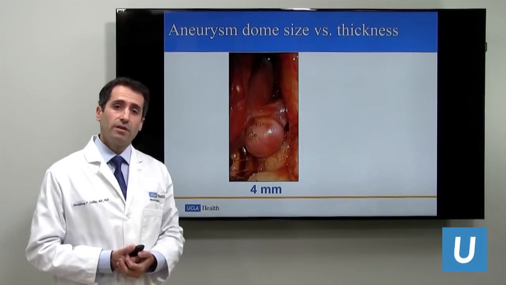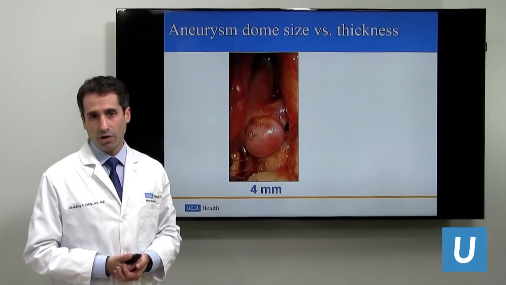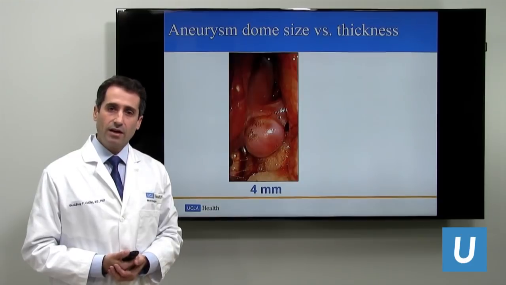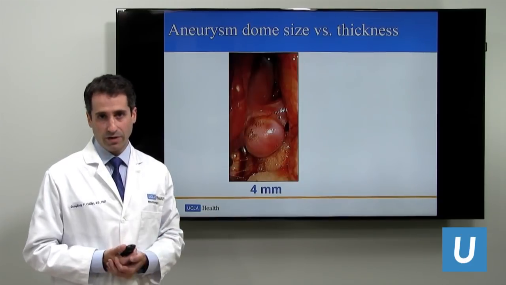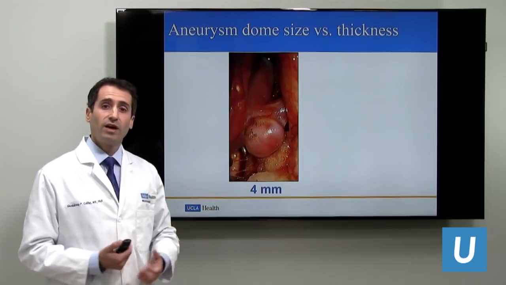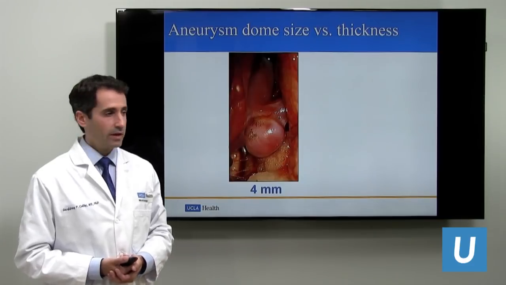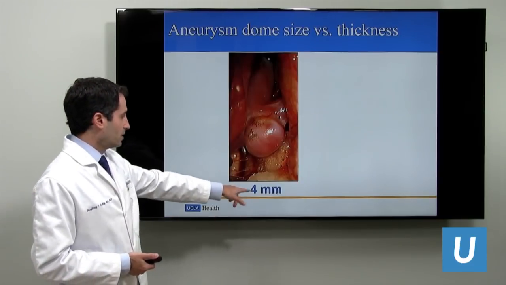Now, unfortunately, in modern medicine, we don't have the ability to measure the thickness of the aneurysm wall. So we use other features about aneurysms to try and assess whether an aneurysm is dangerous or not. But sometimes when we go to surgery, we see quite a lot of variability in how thick the aneurysm wall appears to be. Here's an example of a 4 millimeter aneurysm.